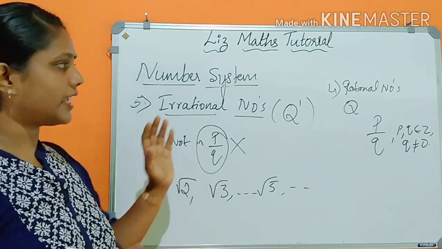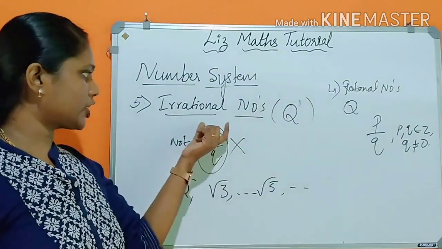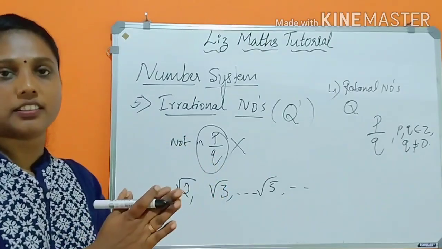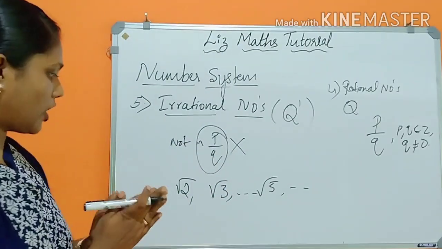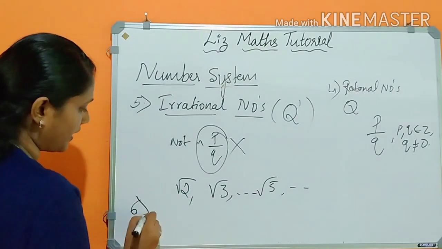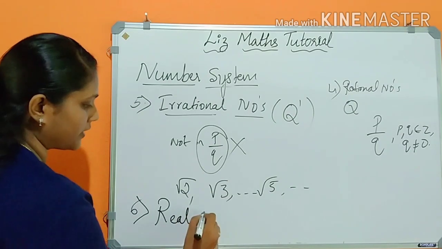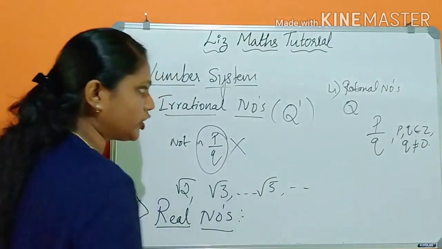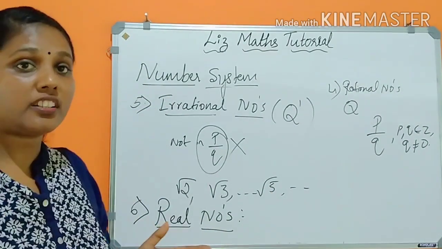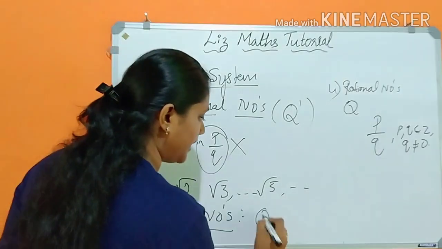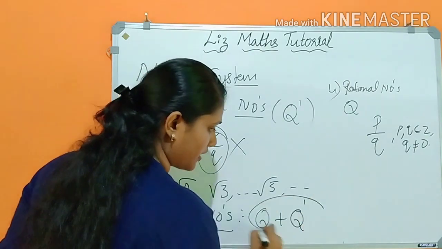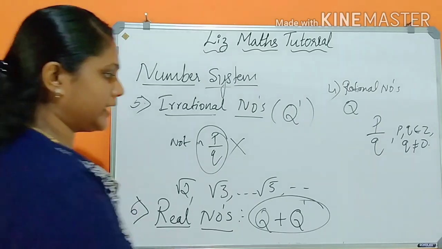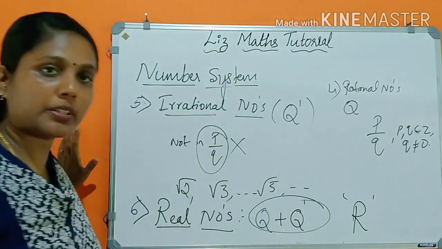So we have seen that a rational number is denoted as Q and an irrational number is denoted as Q dash. Now, both rational and irrational numbers together have another name. What is that? The sixth type, we call real numbers. Real numbers are nothing but the rational and irrational numbers together, that is, Q plus Q dash. Got it? Real number is denoted by R.